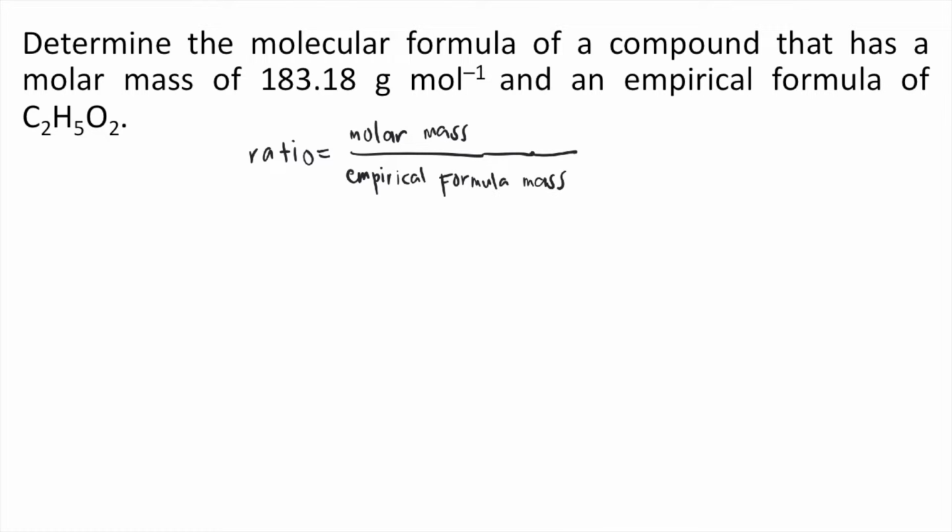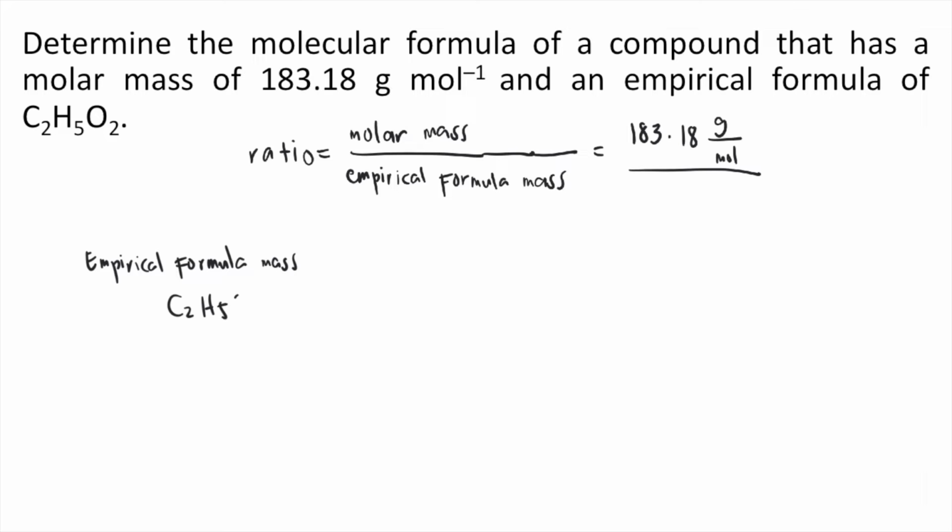In the problem, we are already given the molar mass, which is 183.18 grams per mole. So we need to solve first the empirical formula mass. The empirical formula mass is the formula weight of the empirical formula. So let's calculate the empirical formula mass. In our problem, the empirical formula is C2H5O2.